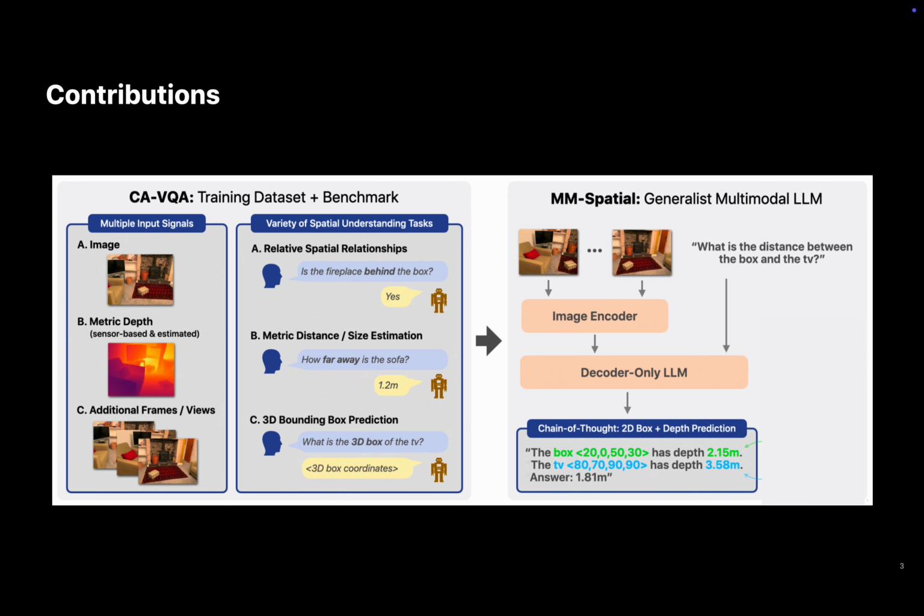In this case, we also support chain of thought reasoning in the sense that the model can, for example, for this question, what's the distance between the box and the TV? The model can first reason about the individual objects. For example, it can do 2D grounding to identify the box and the TV. Then it can also do depth prediction to find the depth of both objects. And then finally, it can conclude the answer, which in this case is 1.81 meters. Optionally, we also allow the use of a tool that can query a depth map. So if a depth map is available, then we can use depth information from that depth map. But otherwise, the model can also just predict depth itself.